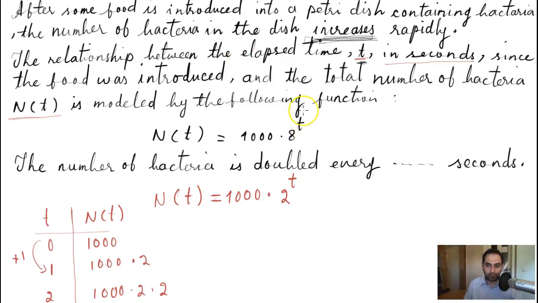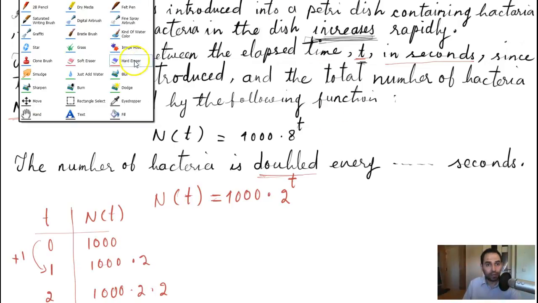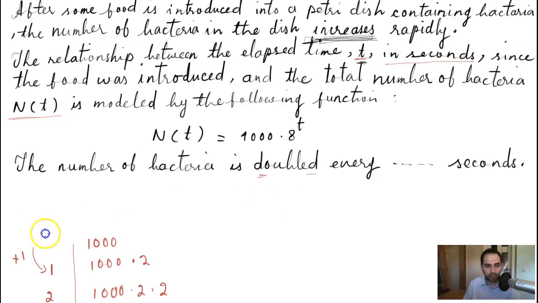But what we want to know here is, in every how many seconds is the number of bacteria being doubled? So it has to be a fraction of a second, because every second the number of bacteria is getting 8 times larger, 8 times larger, and 8 times larger. So it has to be in a fraction of a second that the number of bacteria is being doubled. Now, how can we solve this problem? We need to do this based on the relationship that we have here.